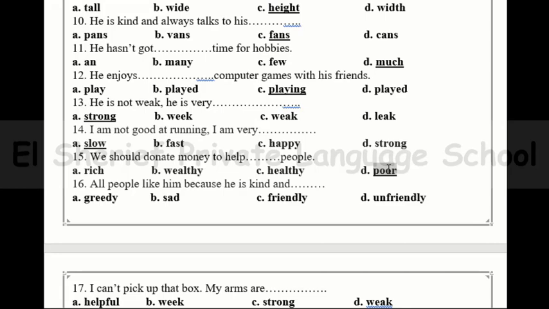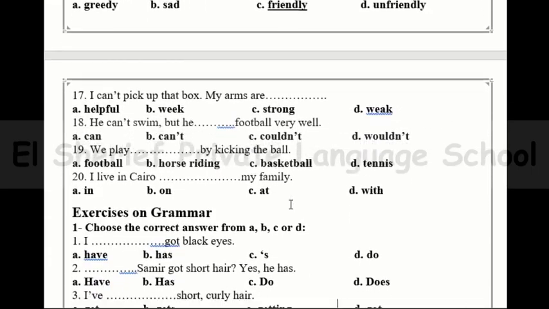Now, number 16. All people like him because he is kind and greedy, sad, friendly, or unfriendly. You will take your 3 seconds. And yes, the answer is friendly. All people like him because he is kind and friendly. Now let's move on to number 17.